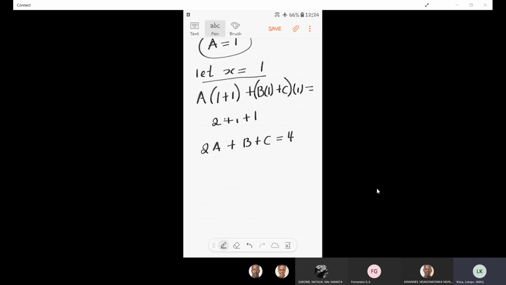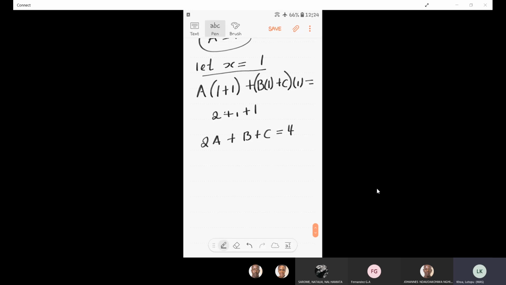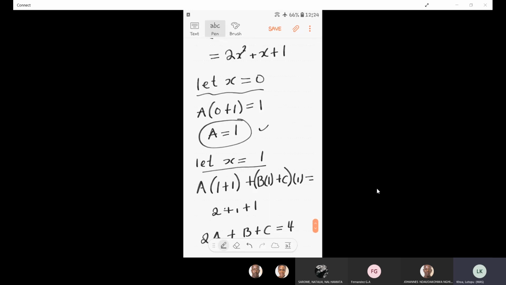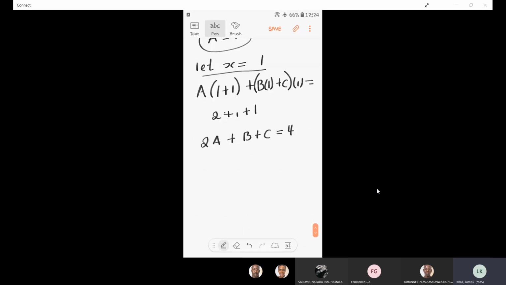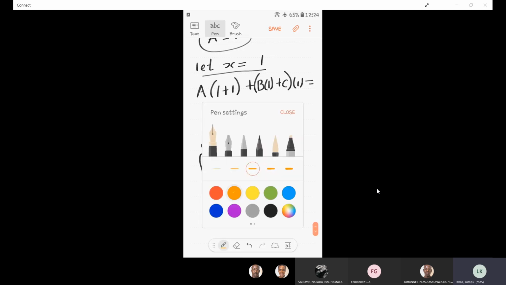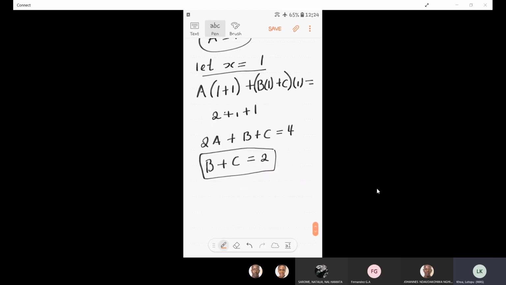Okay, but I already know the value of a. I already got it. It's over here. So I can also substitute a in there. So I will have b plus c. This is equal to 2. Okay, so what I have done is substitute the value of a, which is equal to 1, and then I take it to the other side, and that's why I have b plus c is equal to 2.